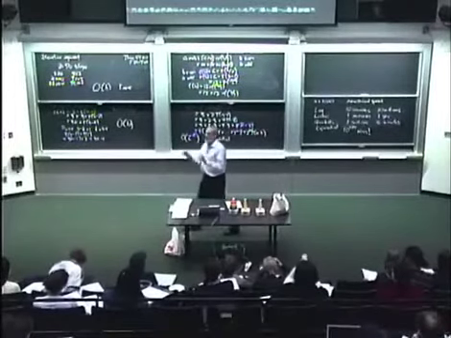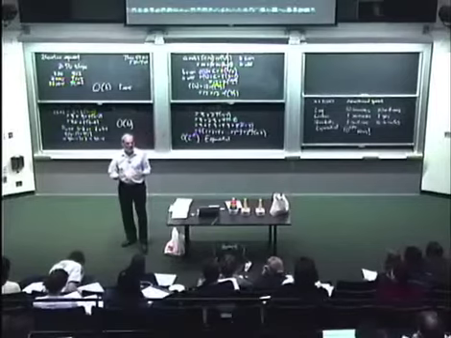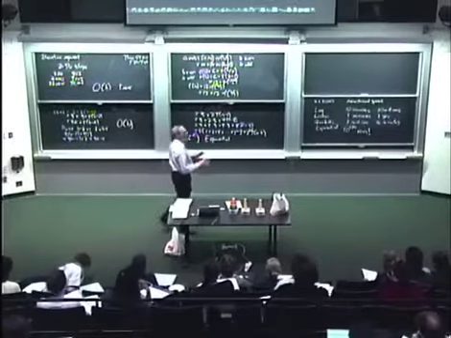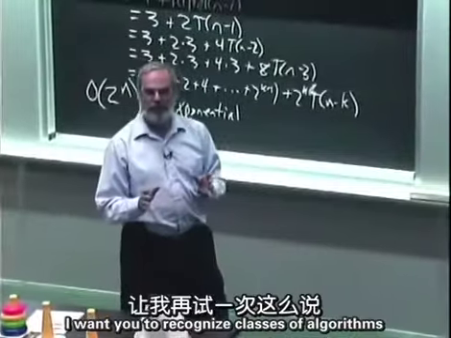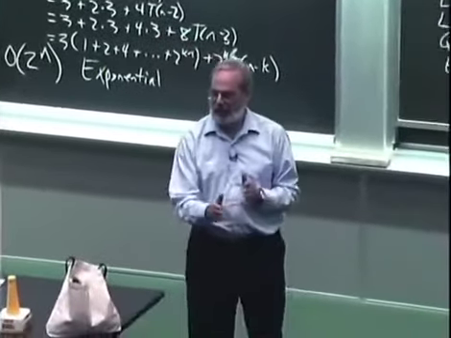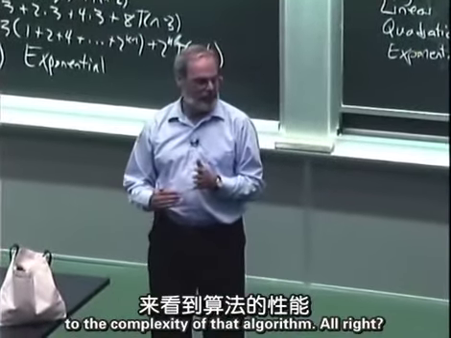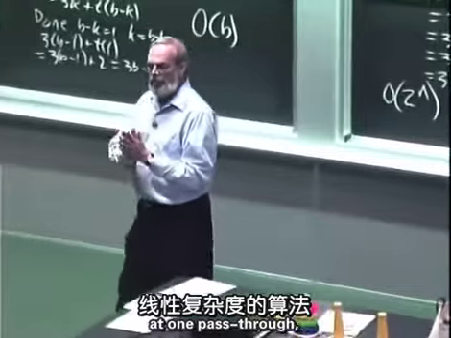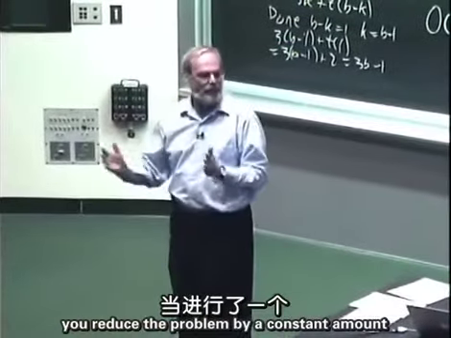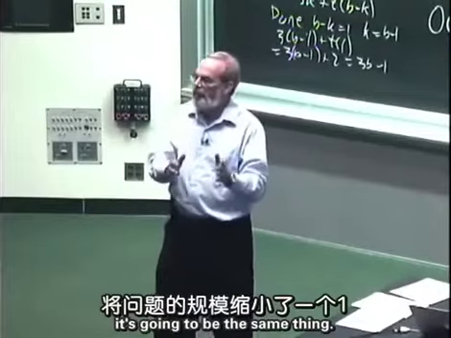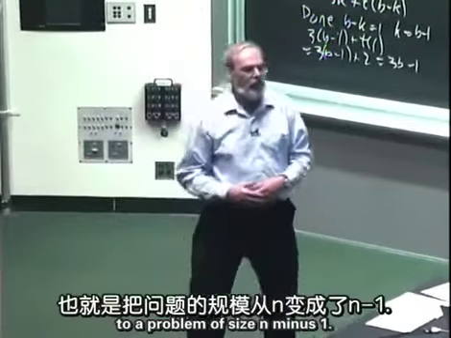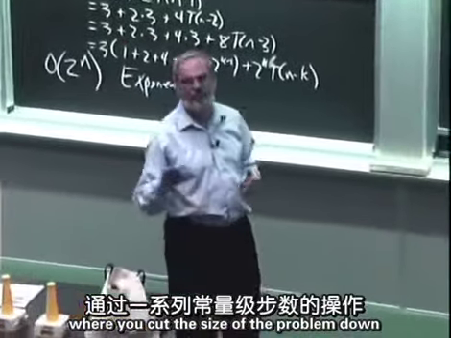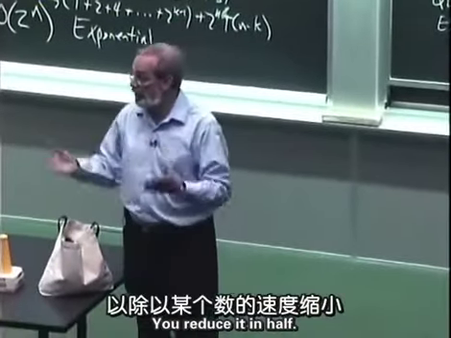All right. I'm going to do one more extended example here, because we've got another piece of data, but I want to capture this because it's important. So let me again try and say it the following way. I want you to recognize classes of algorithms and match what you see in the performance of the algorithm to the complexity of that algorithm. Linear algorithms tend to be things where at one pass through, you reduce the problem by a constant amount, by 1. If you reduce it by 2, it's going to be the same thing. You go from a problem of size n to a problem of size n minus 1. A log algorithm typically is one where you cut the size of the problem down by some multiplicative factor. You reduce it in half, reduce it in a third.